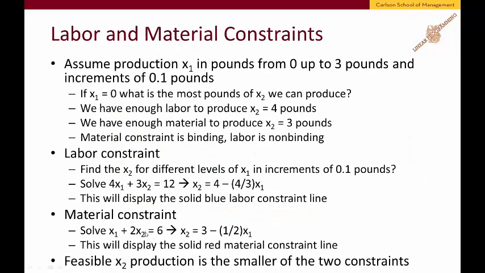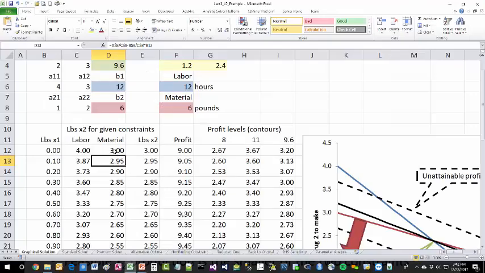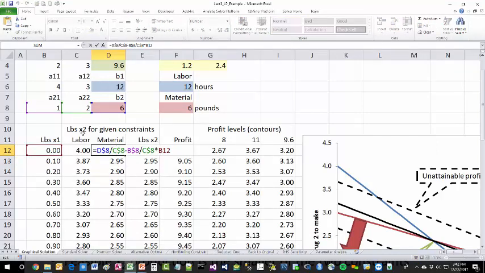So this equation is set up in column D, specifically starting here, the same way that it was for column C. You'll notice 6 divided by 2 is 3, and then 1 divided by 2 times, again, B12, which is the different levels of x1 in increments of a tenth of a pound.